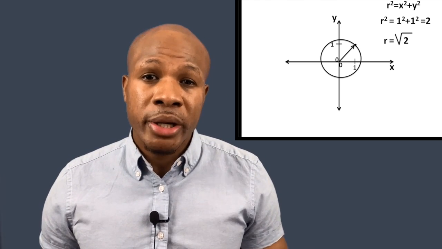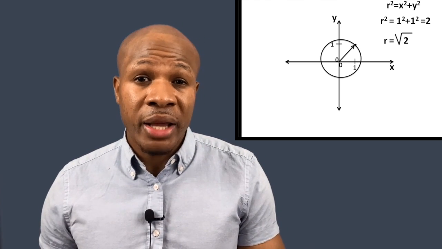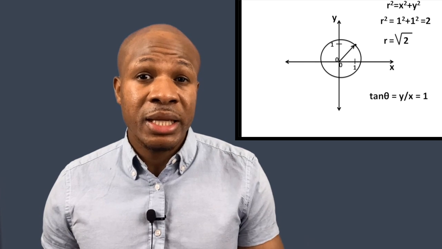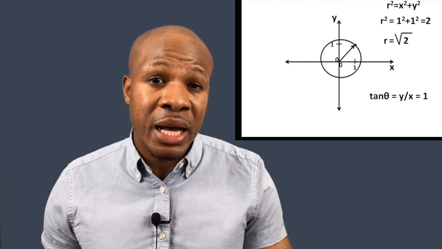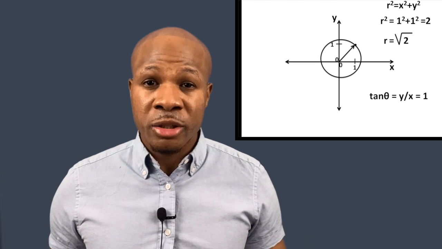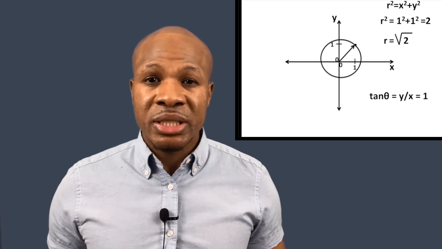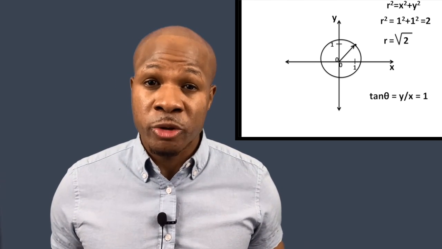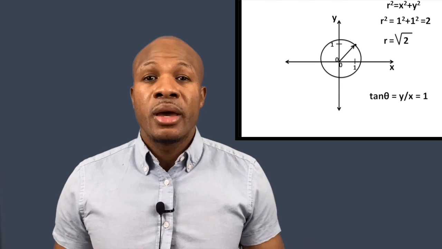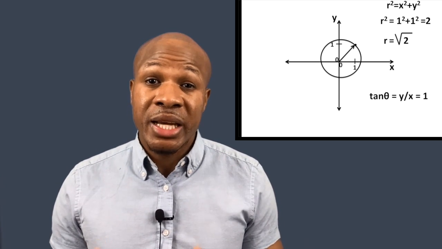When you have a right triangle, if you take the tangent of an angle within the right triangle, the tangent is going to be equal to the opposite side divided by the adjacent side. For the angle, the adjacent side is the x value, which equals 1, and the opposite side is the y value, which also equals 1. So we have a tangent of 1, and what angle corresponds to a tangent of 1?